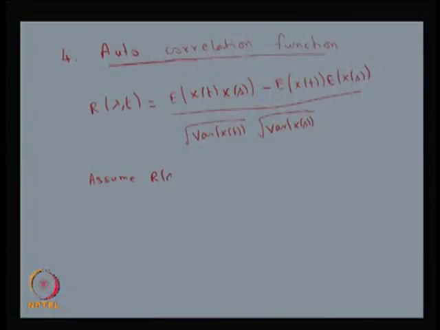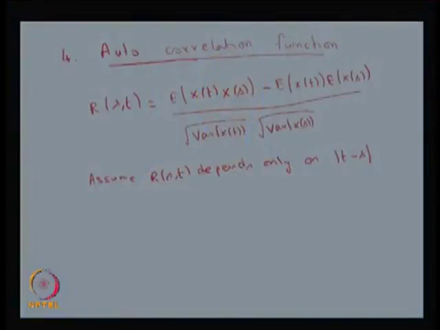Sometimes we assume R of s comma t depends only on absolute of t minus s. In the later case, when we are discussing the stationary process, it is going to depend only on the interval length, not the actual time. Therefore, R of s comma t is going to depend only on the length of t minus s in absolute value, not the actual s and t.